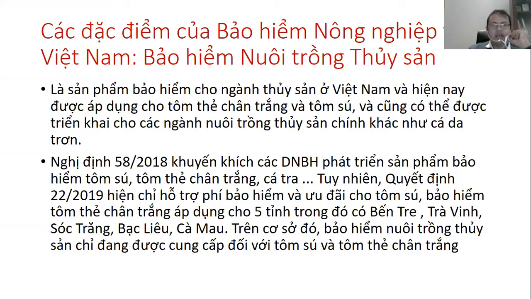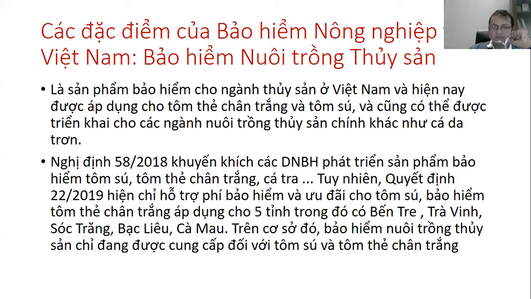Okay. So in terms of the underlying regulations and the area of focus, again, as per Decree 58 in 2018, this encourages insurers to develop insurance products for tiger shrimp, white-leg shrimp, Pangasius, etc. However, Decision 22 of 2019 currently provides the premium subsidies and incentives only for black tiger shrimp and white-leg shrimp. And again, it's for specific provinces, so these 5 provinces. So on this basis, the aquaculture insurance is currently only applicable for the black tiger shrimp and white-leg shrimp, as per these regulatory guidelines.